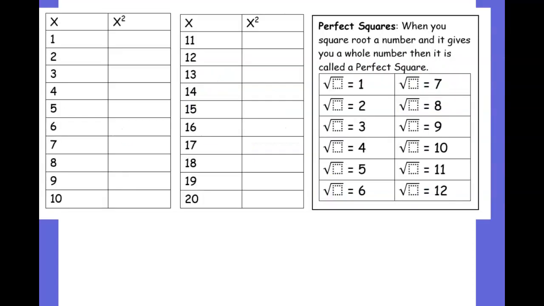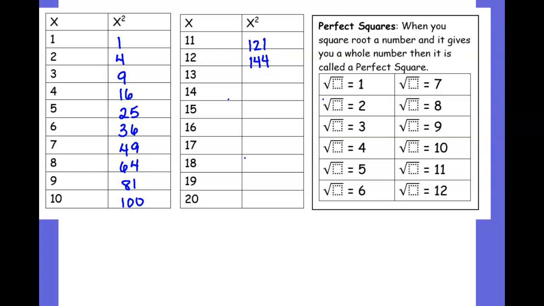So we know that if we have an input of 1, x is 1. If we square it, we get 1 because 1 times 1 is 1. 2 squared is 4. 3 squared is 9. 4 squared is 16. Then we've got 25. 6 squared is 36. 49, 64, 81, and 100. Hopefully you know up to 10. If not, 11 and 12. So 11 squared is 121, and 12 squared is 144.